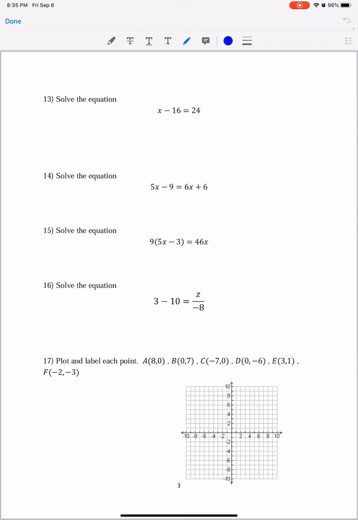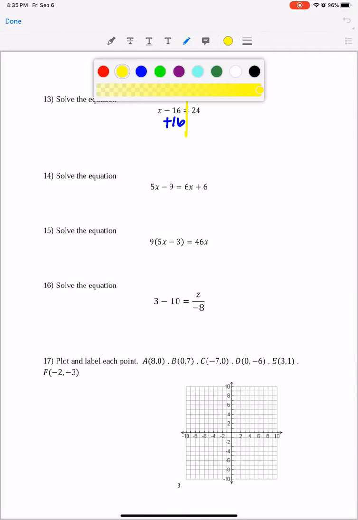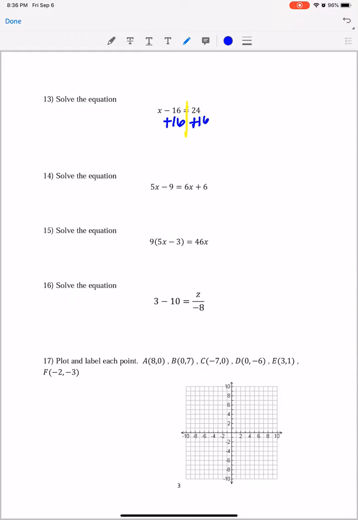Okay, solve the equation. So still the same thing, do the opposite operation. The opposite of subtracting 16 is to add. So I'm going to add my 16 over. And what we do to one side, we must also do to the other side. So if I add 16 to one side, we've got to add 16 to the other side. So over here, we're going to get x equals 40.